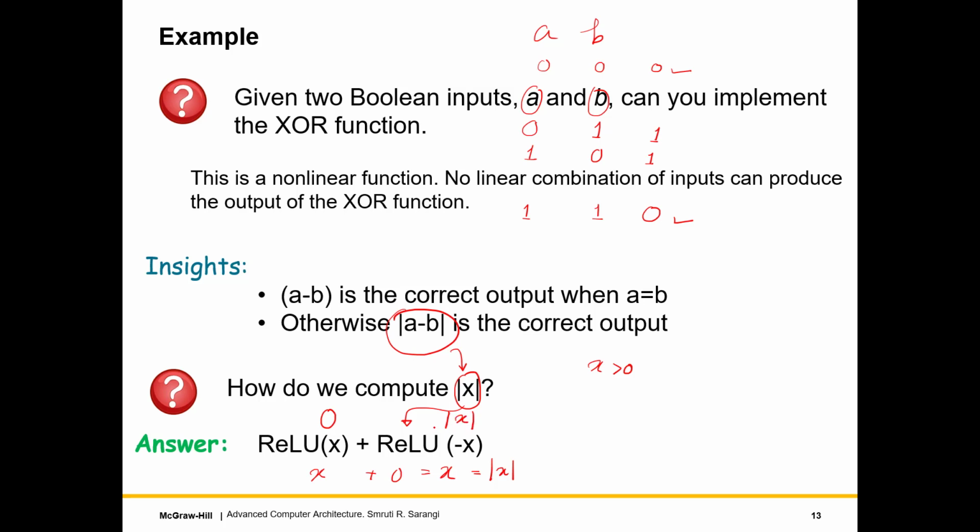That will again be the absolute value of x. So as you can see, ReLU of x plus ReLU of minus x, both together, cover both the cases. And both the cases essentially tell us that the result is the absolute value of x.